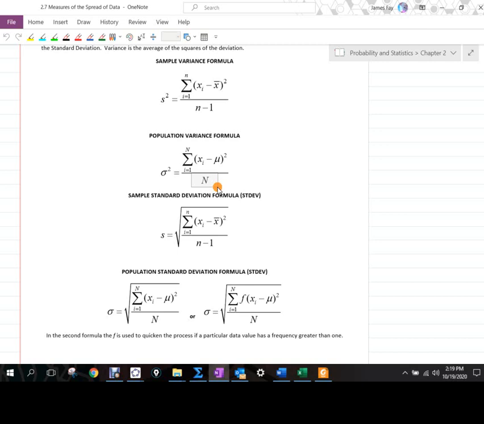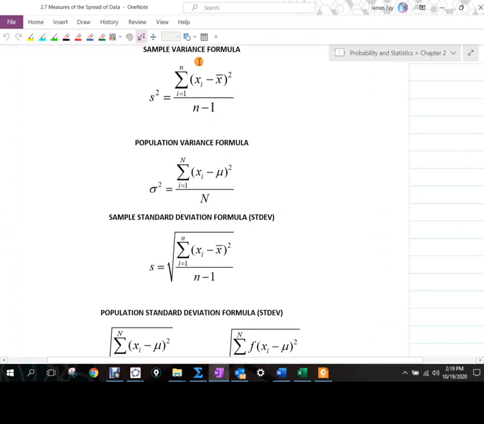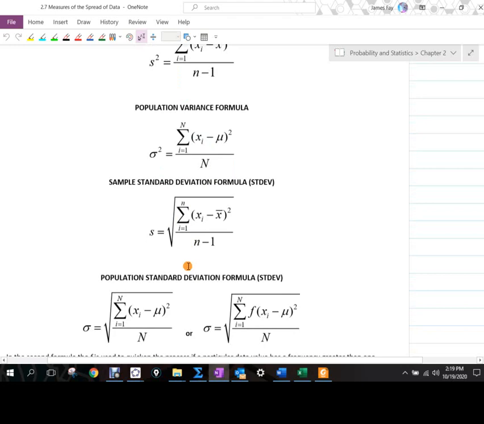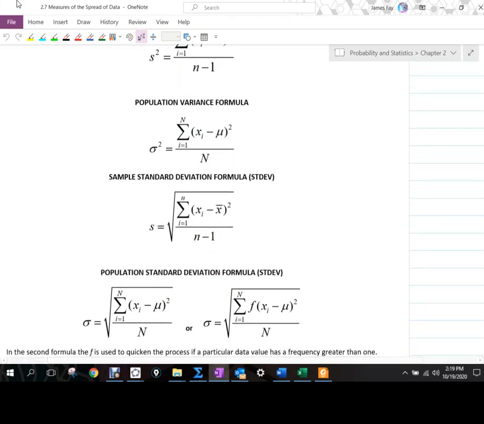Does that make sense? X bar is the mean for a sample. Mu is the mean for the population. But we treat them the same. They're both arithmetic means. So if I can remember this one, then hopefully it allows me to also know the variance for the population. And then if I square root things, that gives me the standard deviation. That's what we're really looking for here.